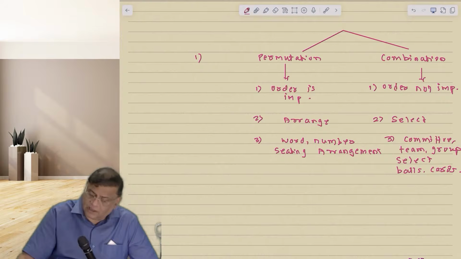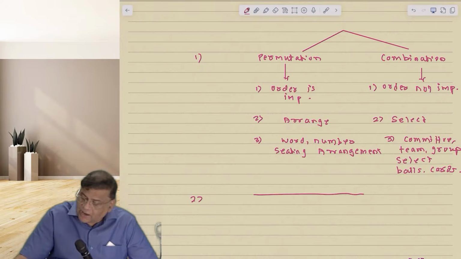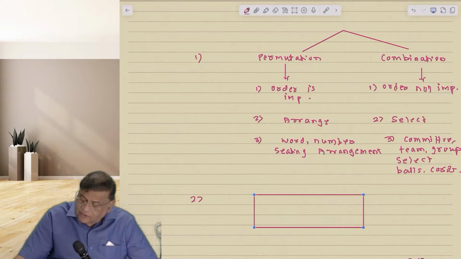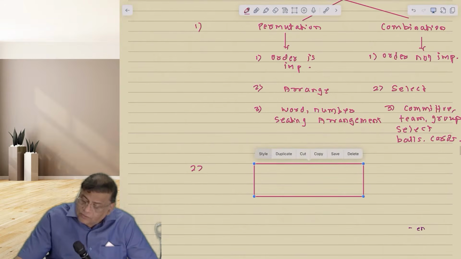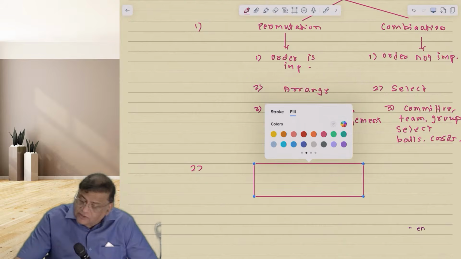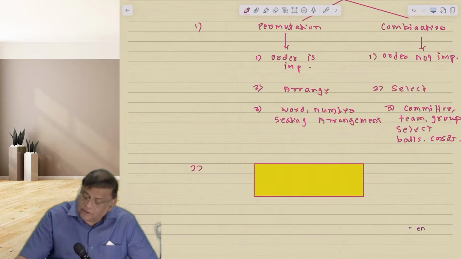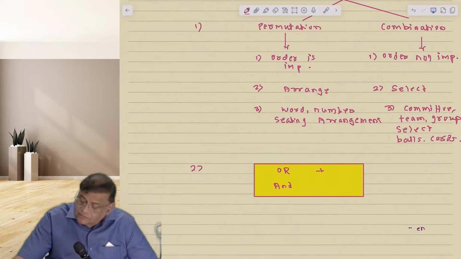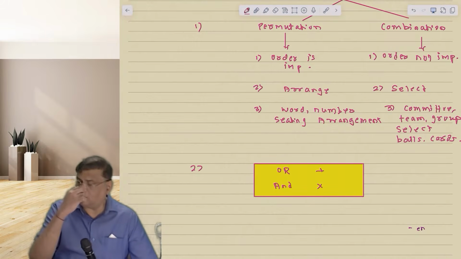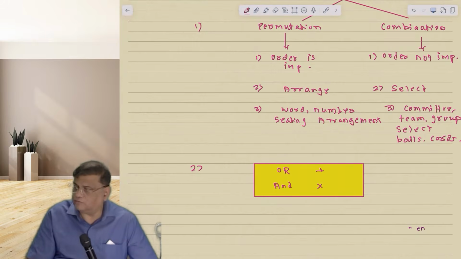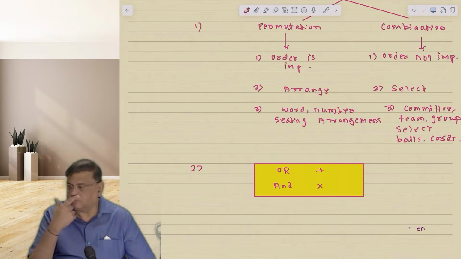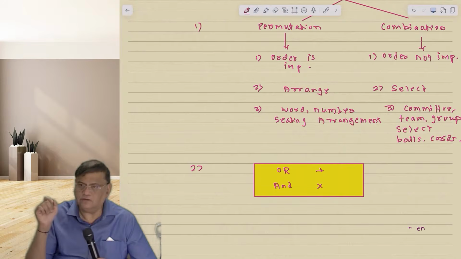Now, as a second point, it is the addition theorem and the multiplication theorem. When I am talking about the addition theorem, you have to understand that when the cases are connected by OR, OR means plus, and AND means multiplication. OR means plus and AND means into.